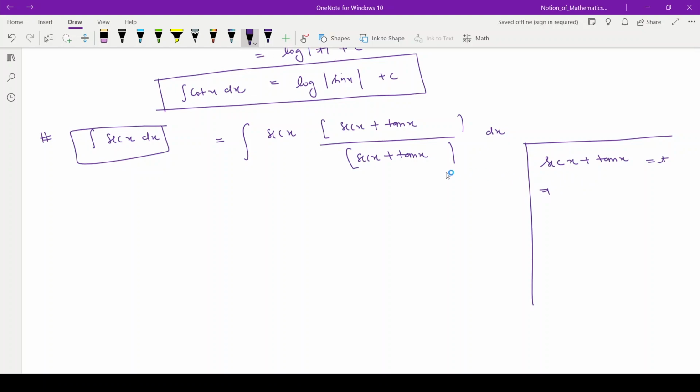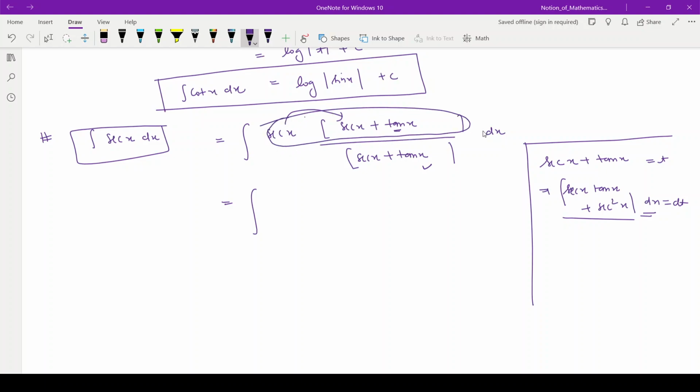So I have substituted this by t. If we differentiate this term, we get secant x tan x plus secant square x dx is dt. So students, we can write the integration. Now you see, secant x into secant x is secant square x, and secant x into tan x is secant x tan x, ultimately this term, and into dx. So this whole term multiplied with dx is nothing else but dt. So it is dt upon t.